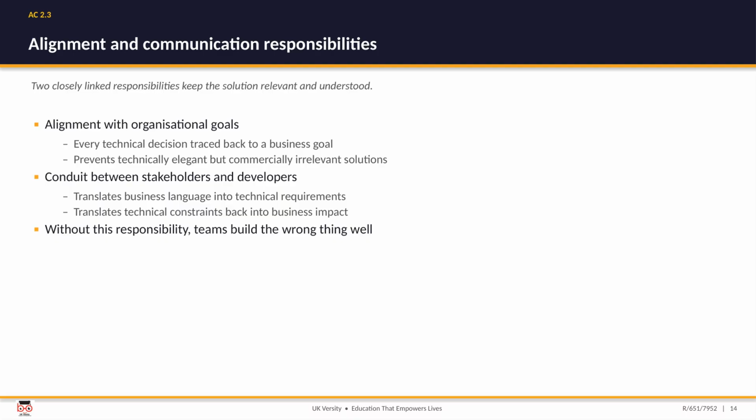Two of those responsibilities are closely linked, and together they keep the solution both relevant and understood. The first is alignment with organizational goals, tracing every technical decision back to a genuine business objective, which stops the team building something technically elegant but commercially pointless. The second is that conduit role, translating business language into technical requirements on the way in, and translating technical constraints back into business impact on the way out. Without someone doing this well, teams end up building the wrong thing and building it beautifully.